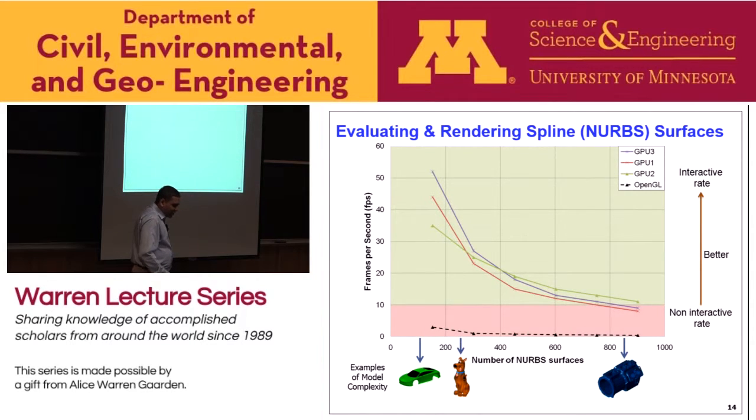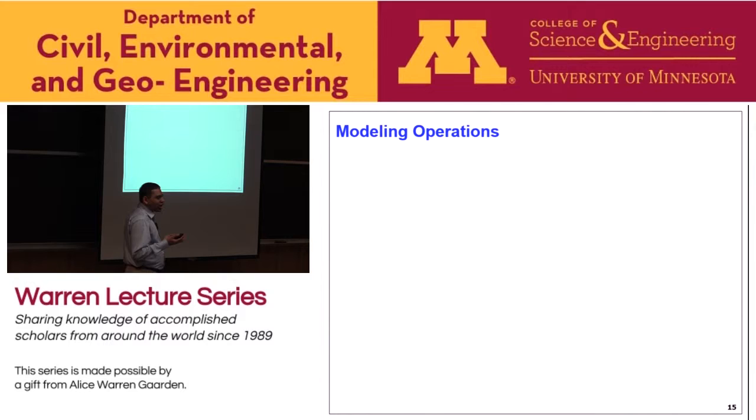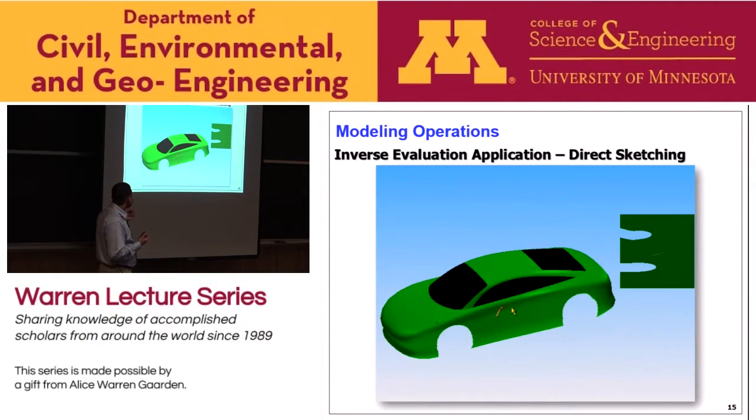So going further, we wanted to do modeling operations. I'm not going into the details of it, but we were able to do what is called inverse evaluation. So we can figure out the parametric coordinate of where the user clicks. This allows us to do things like sketching directly on the surface. What you see on the right hand side is the parametric representation of the same surface, with the points on the surface also sketched in parameter space in real time.